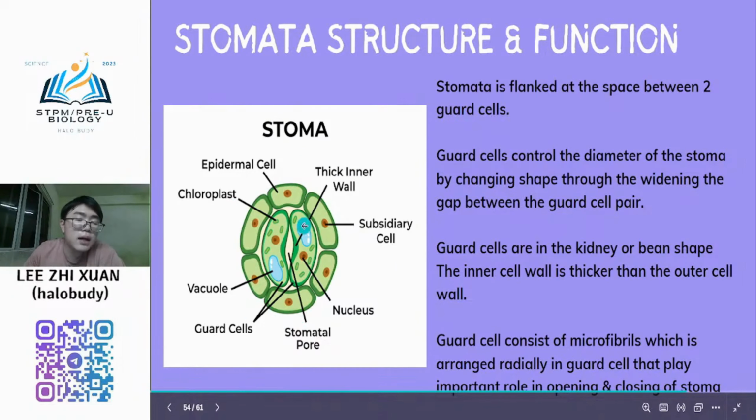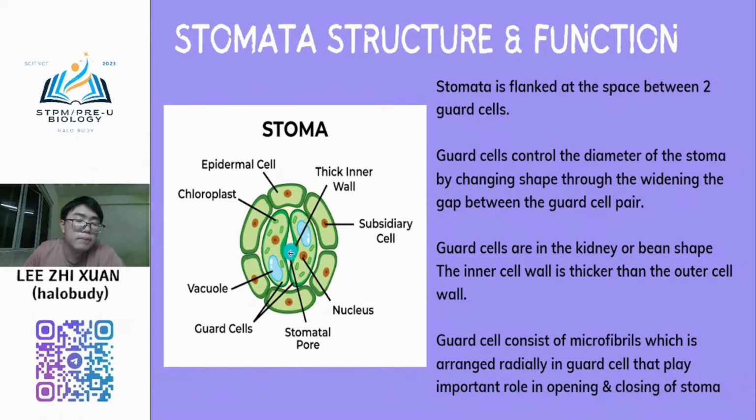So this is the structure of the stoma. Normally the stoma is flanked at the space between two guard cells. There are two guard cells here. This whole structure we call the stomata, and this cell we call the guard cell. Stomata are normally located at the lower epidermis of the leaf.